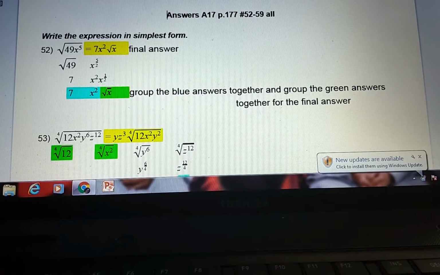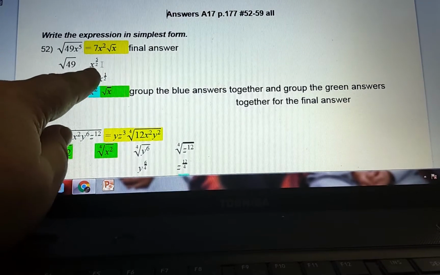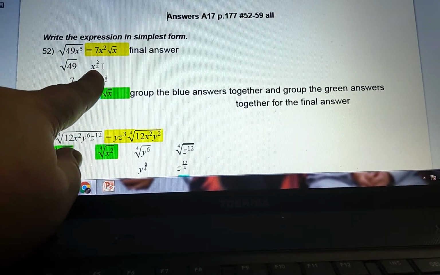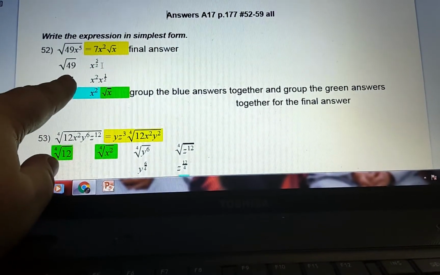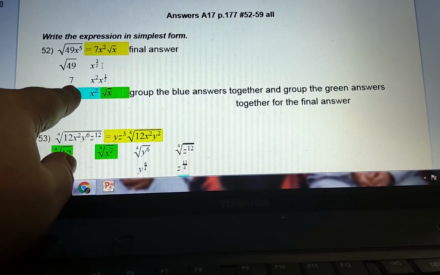Okay, so we see the problem is the square root of 49x to the fifth. So remember, the first thing we have to do is split it up: the square root of 49 and the square root of x to the fifth. We automatically take the square root of x to the fifth and rewrite it with a fractional exponent. Now we know the square root of 49 is 7, so you just rewrite it as 7 and leave it.